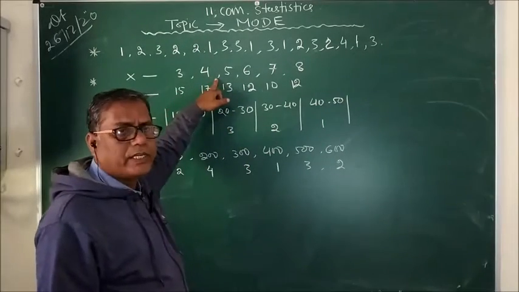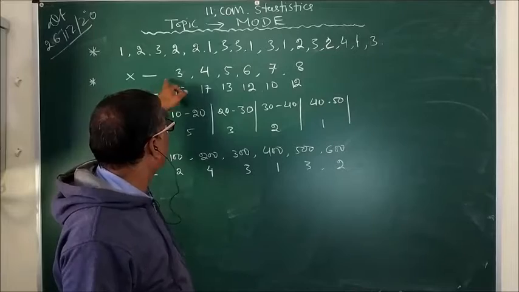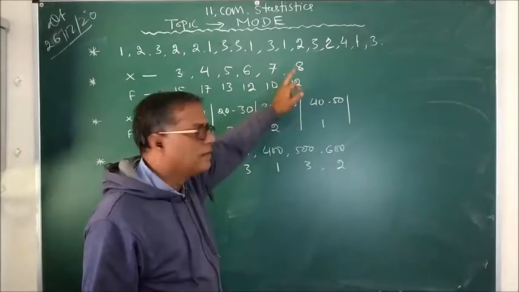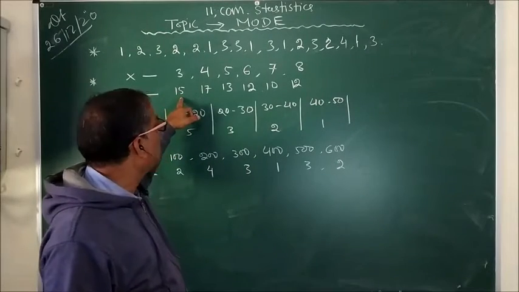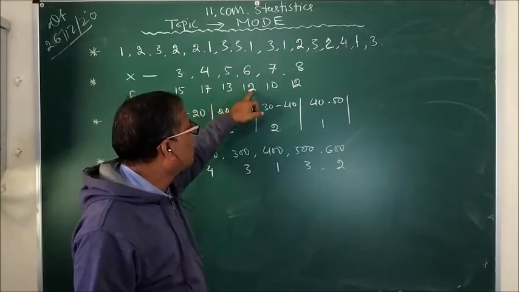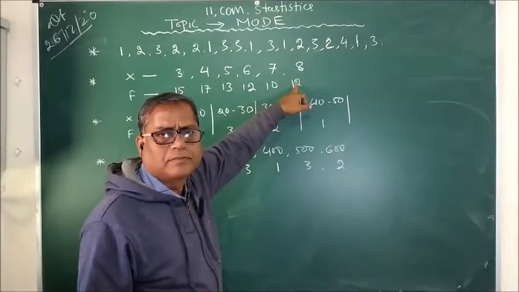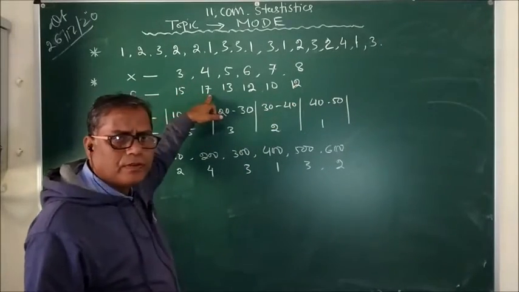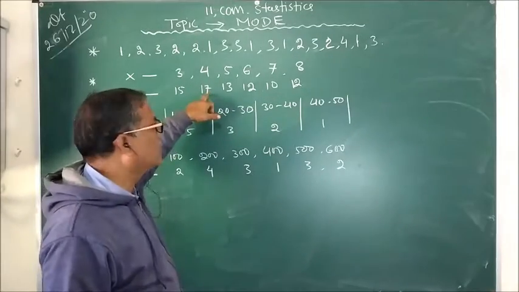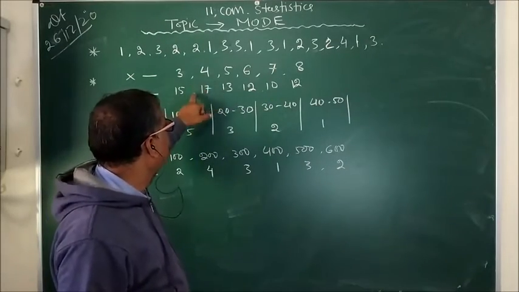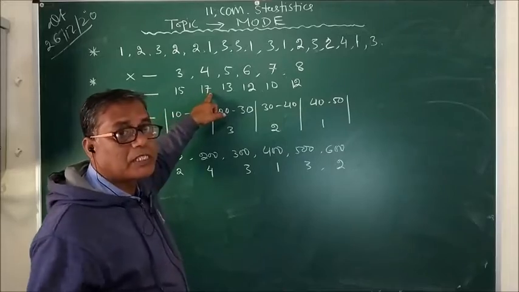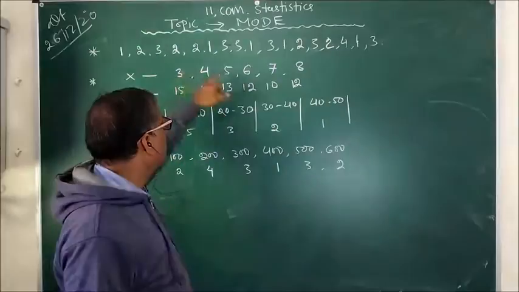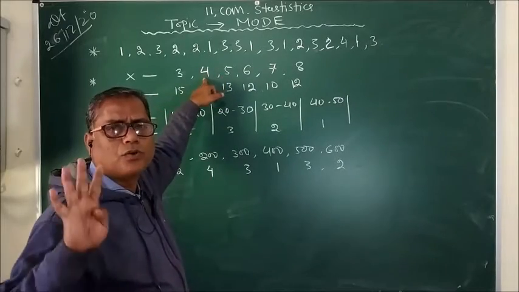Now come to a discrete series. Here we can see the values are 3, 4, 5, 6, 7 and 8, and the respective frequencies are 15, 17, 13, 12, 10 and 12. By simply observing the series, we can see that the value 4 occurs the maximum number of times, that is 17 times. That's why in this series the mode is 4.